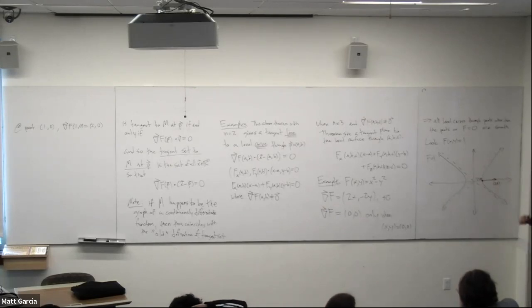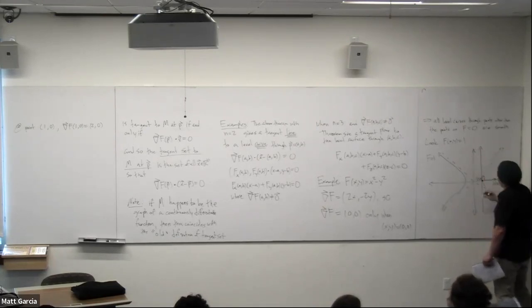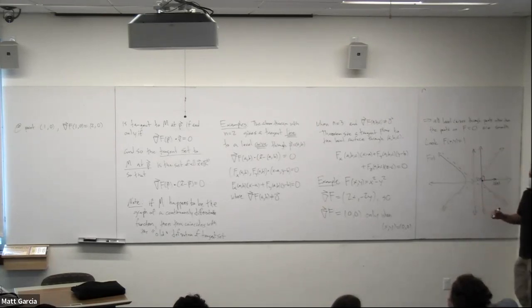Okay, this is encouraging. What's the tangent line at this point? Yeah, it's the vertical line x equals 1, which is perpendicular to the gradient.